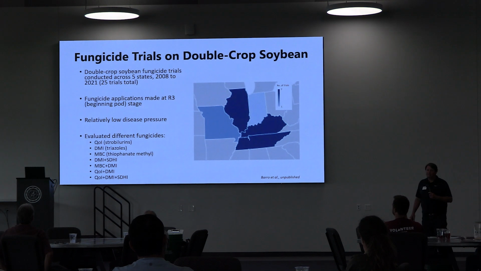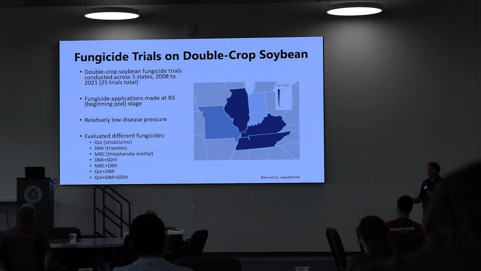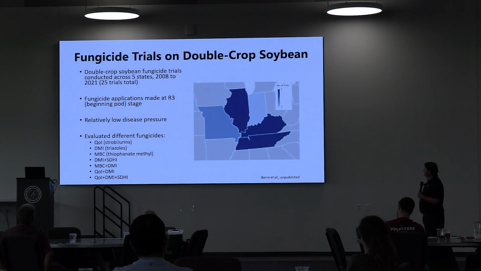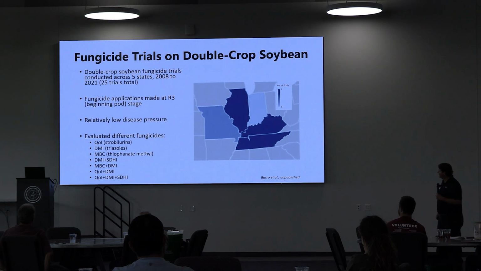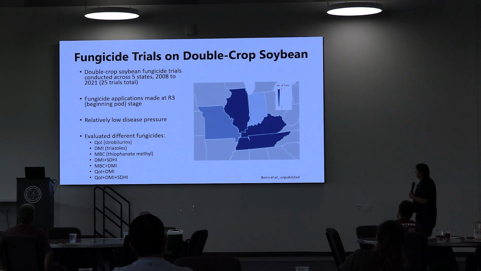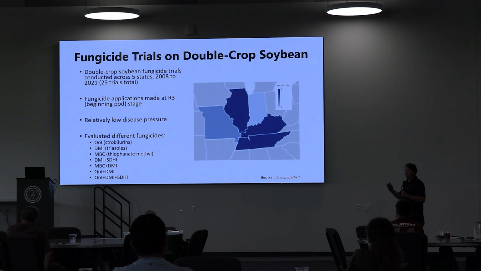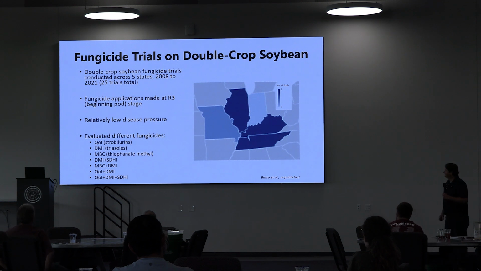So this is something we haven't published yet, but we're getting close to publishing this. This is multi-state work, so you can see the different states that are included here. A lot of data from Illinois, Kentucky, and Tennessee, and then some data from Missouri and Indiana as well. Kind of similar to the trials that Boris and I were talking about earlier, except these are focused on double crop trials. So soybeans planted into wheat stubble.